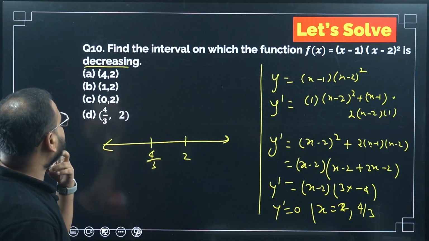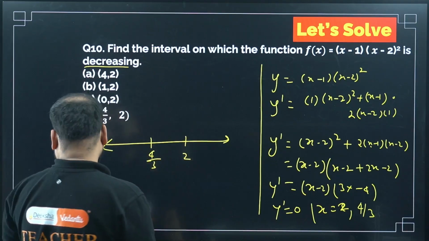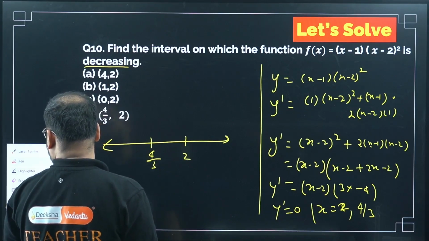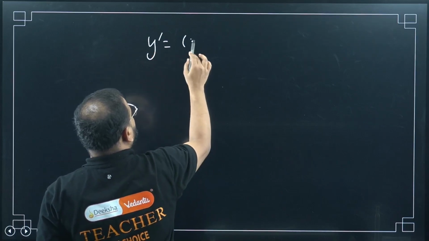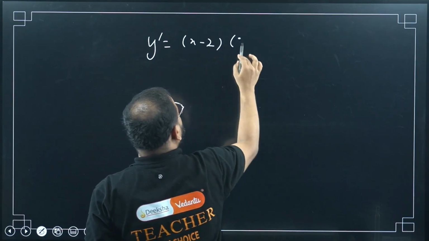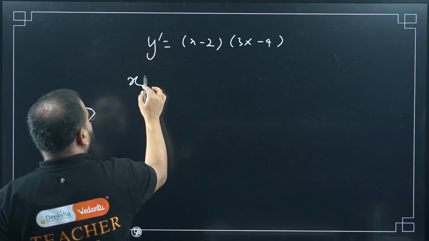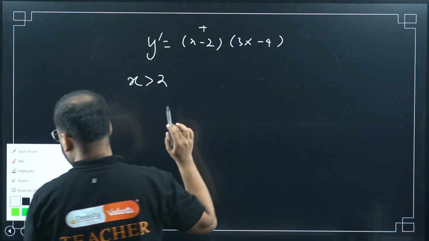You have to check the trend, right? Decreasing we are looking for. More than 2 value, please check here. What's my derivative? My derivative is (x minus 2)(3x minus 4). I'm taking x more than 2. This will be positive. Please see the trend here.